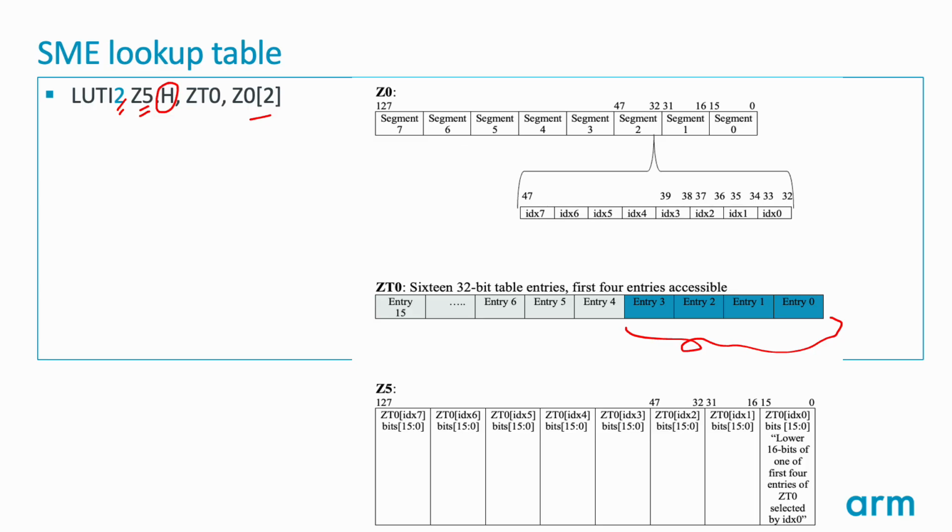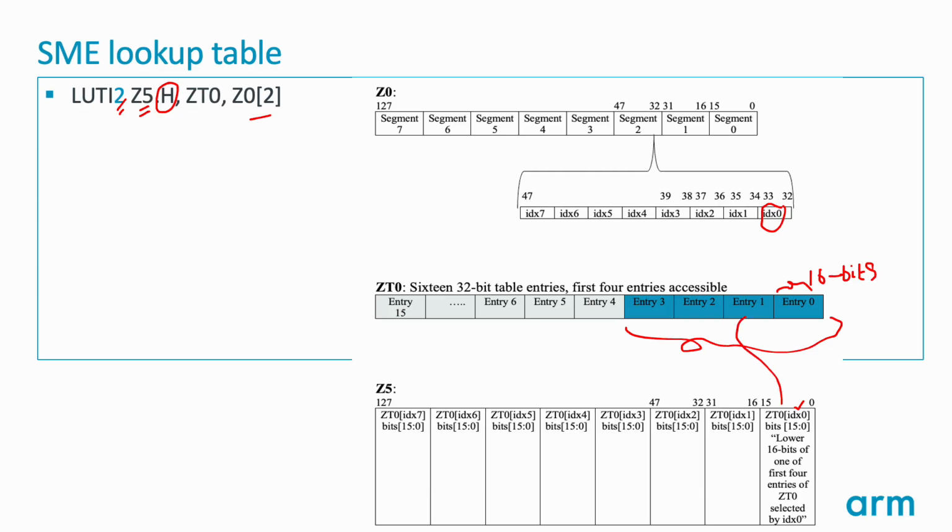So this is telling us that though the entry in ZT0 is 32 bits wide, we are going to load only the lower 16 bits. Which 16 bits to access from the lookup table is determined by this index, and that gets loaded into the first 16 bits. So the first 16 bits in the Z5 register get loaded by the indexing used in the Z0 register. It's a 2-bit indexing. It could point to any of the entries here. That particular entry is loaded.